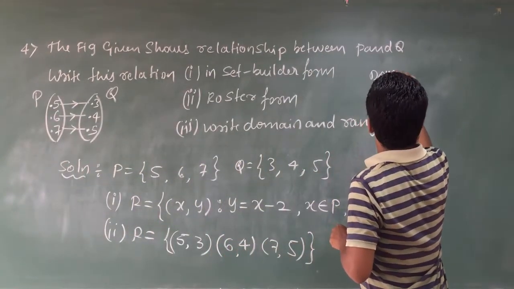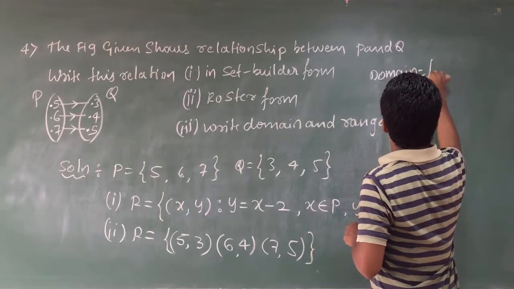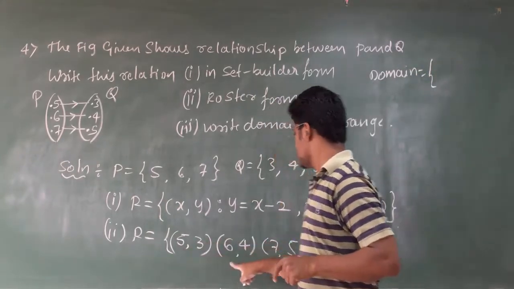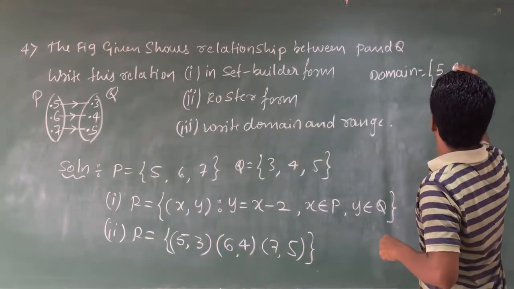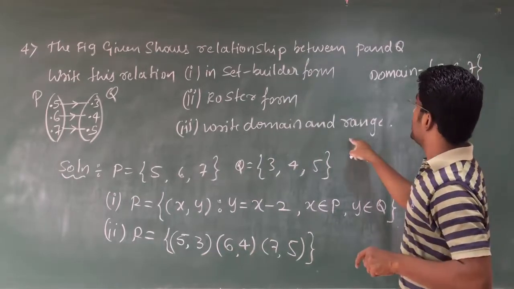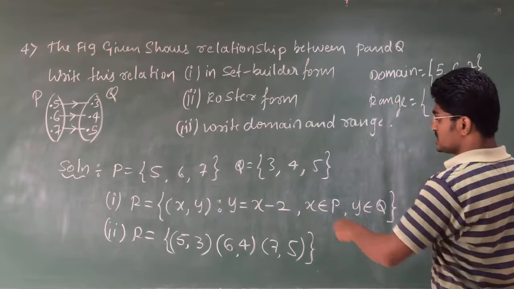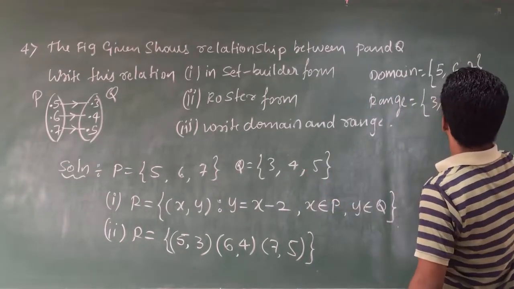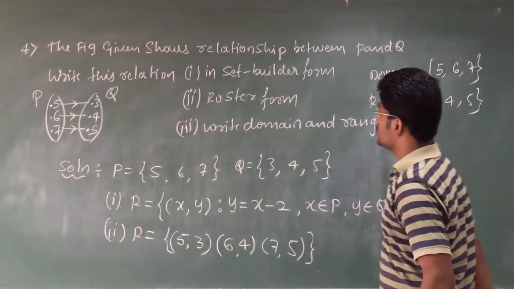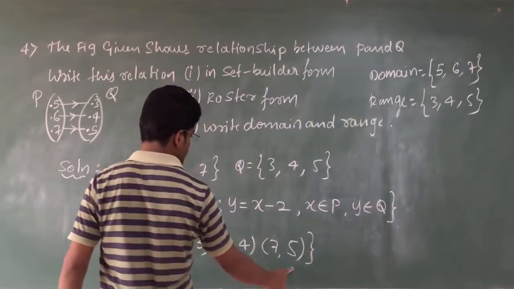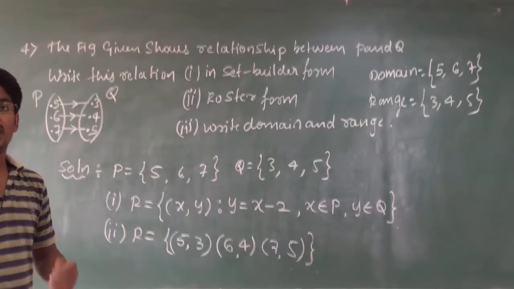So domain is the collection of first elements: 5, 6, 7. Next I will write the range. That is the collection of second elements. That is 3, 4, 5. So this is your 3, 4, 5. Clear? So domain and range.